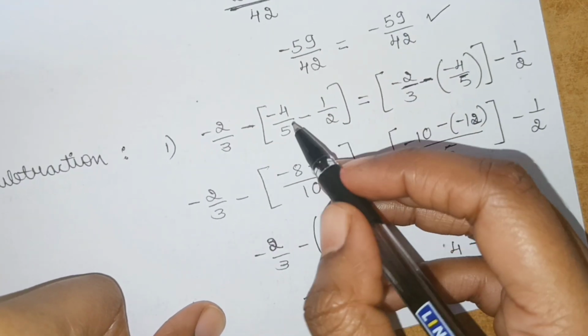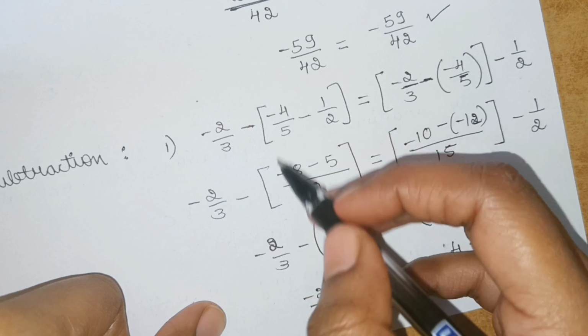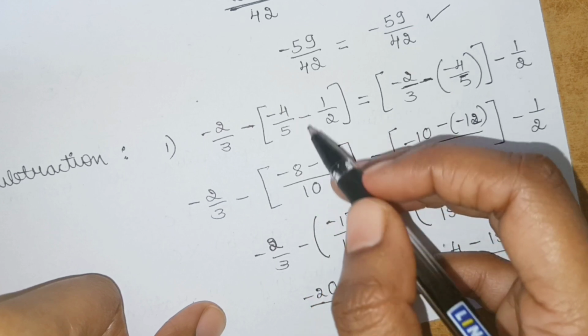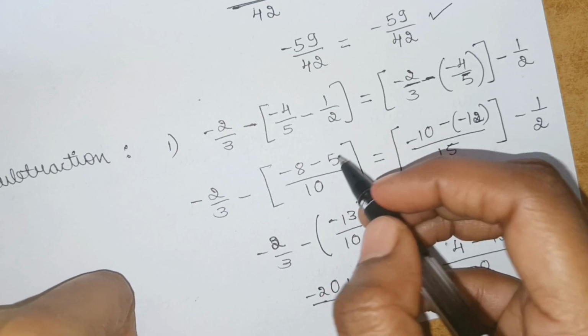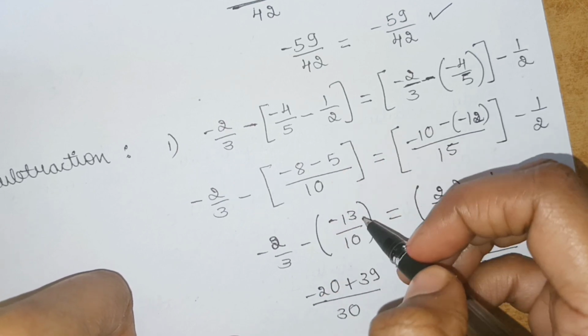5 and 2 is 10. 5 2s are 10, 2 4s are 8. Minus is kept as it is. 2 4s are 8 is written. Minus is kept as it is. 2 5s are 10. 5 1s are 5. So minus 8 minus 5 is minus 13 by 10.